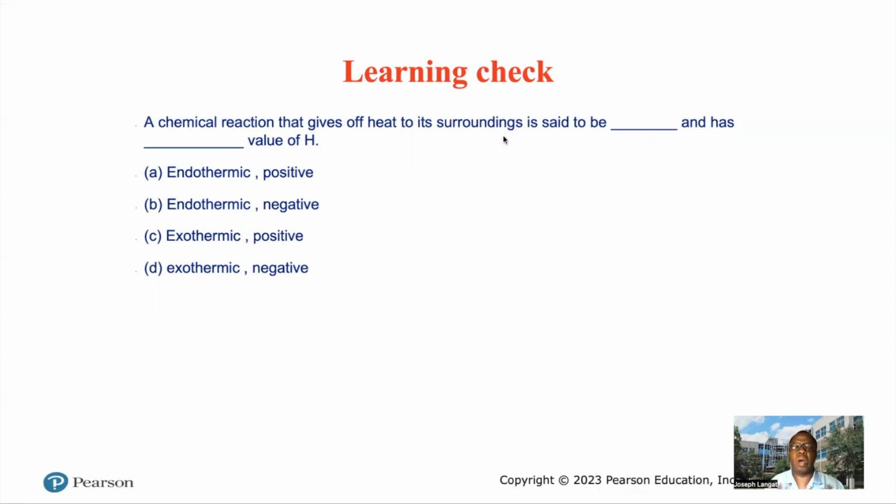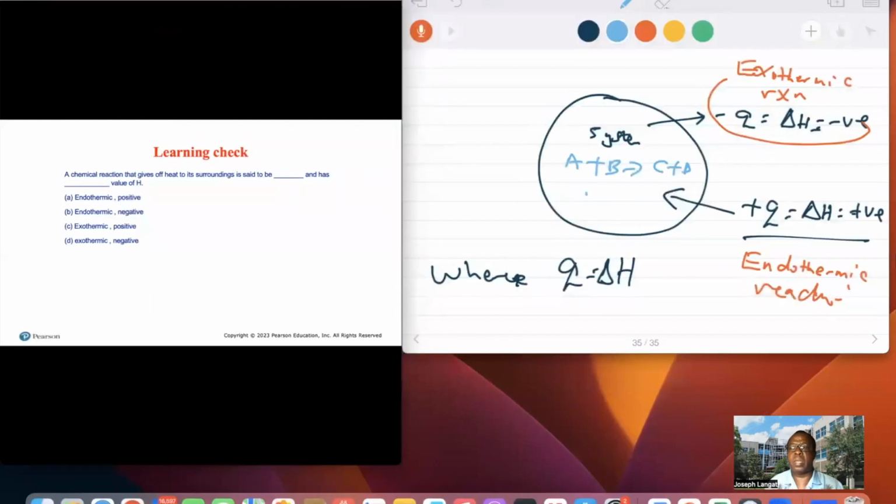So you got to know how you look at that. Maybe if I had that, you can see what's going on. It's giving off heat to the surroundings, so it's going away. I see this is going to be negative. You say it's exothermic and has a dash value. Is it negative or positive? I see it's negative and it is exothermic.